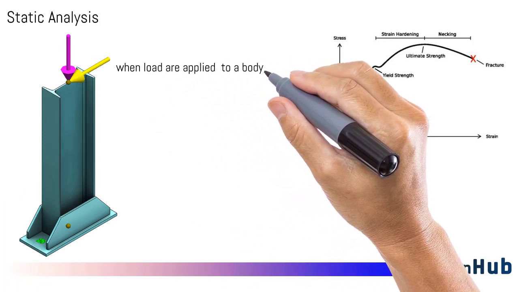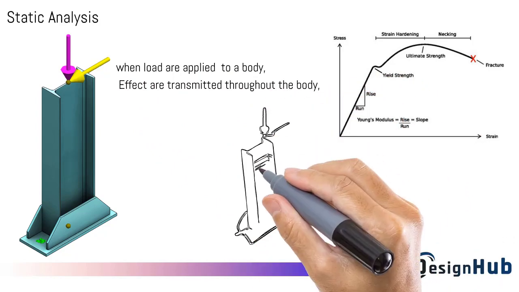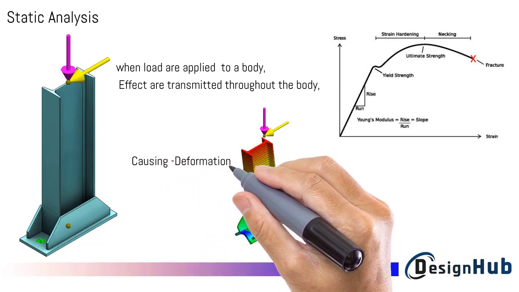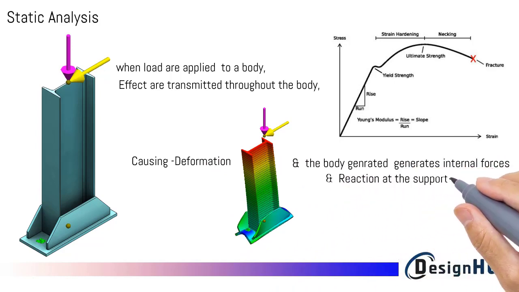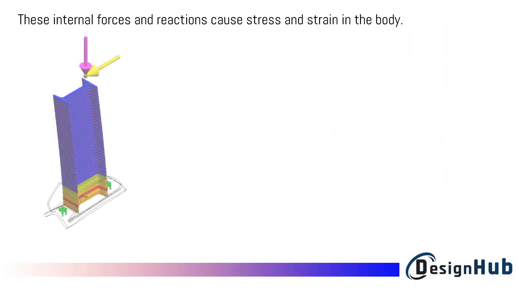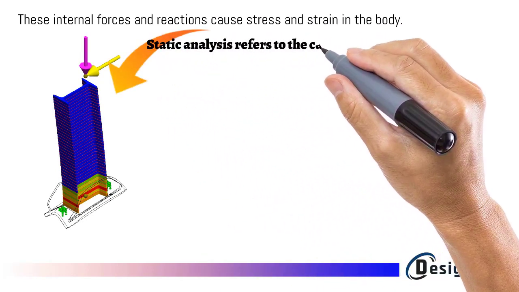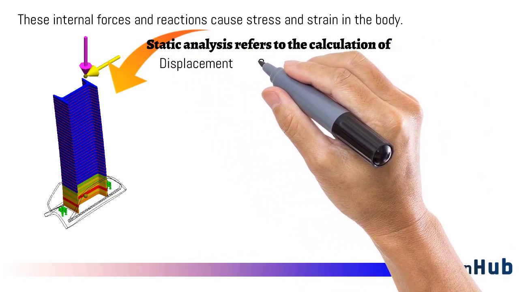When loads are applied on geometry, effects are transmitted throughout the body, causing deformation. And the body generates internal forces and reactions at the supports to balance the applied external load. These internal forces and reactions will create stress and strain in the body. Static analysis calculates displacement, strain, and stress based on some assumptions.